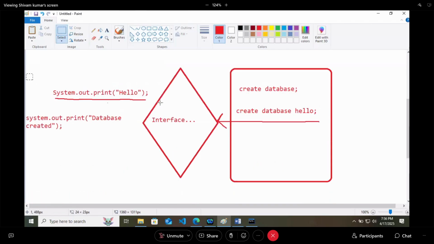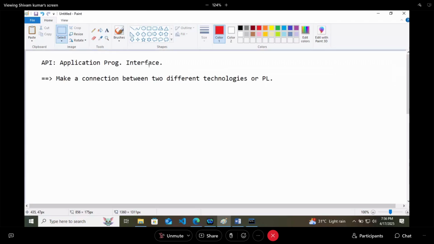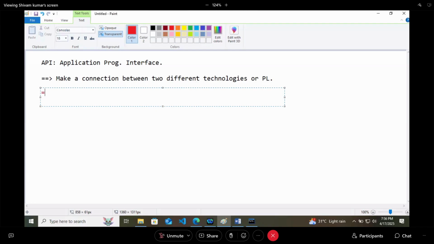There is one second use of API, that is requesting the data from a particular source. Requesting the data from a particular source.